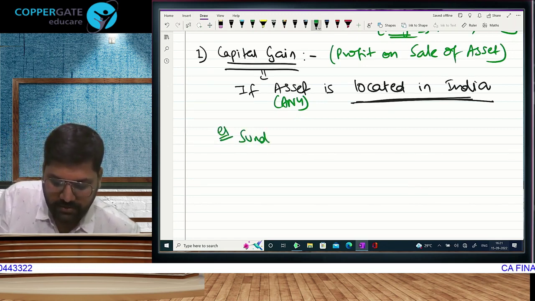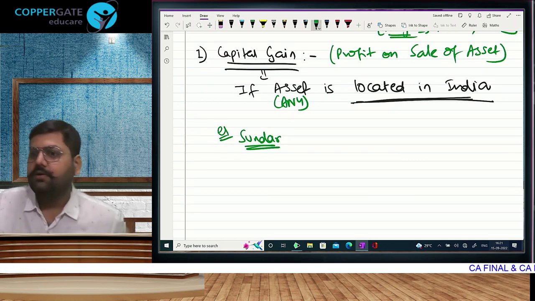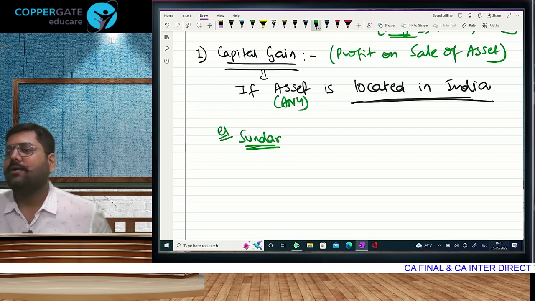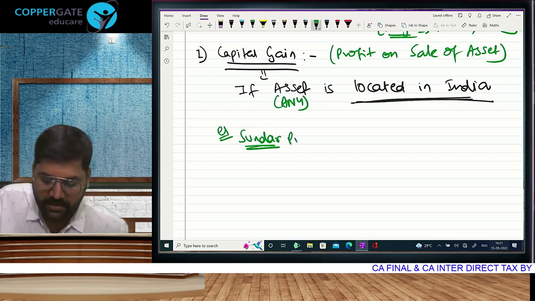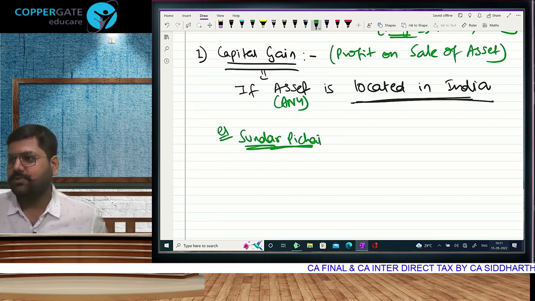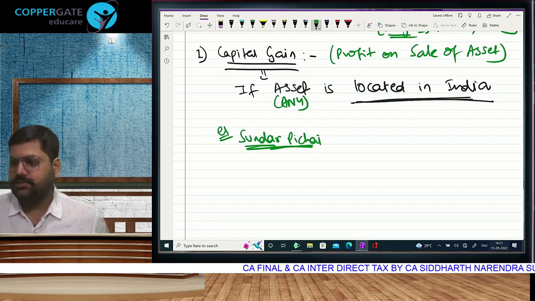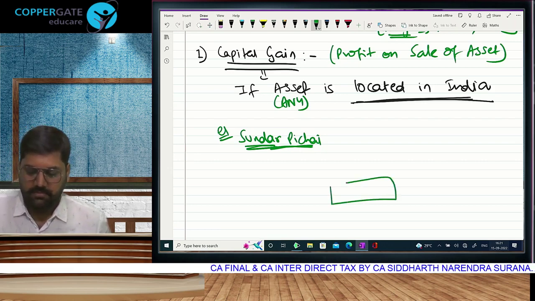सुंदर, नहीं, वो दयाबेन का भाई नहीं, सुंदर पिचाई, that सुंदर, okay, has some house.